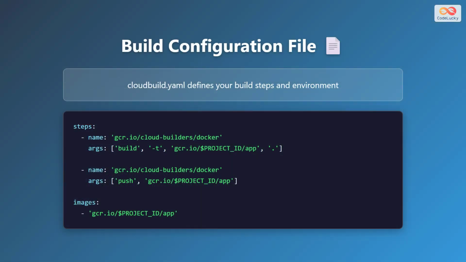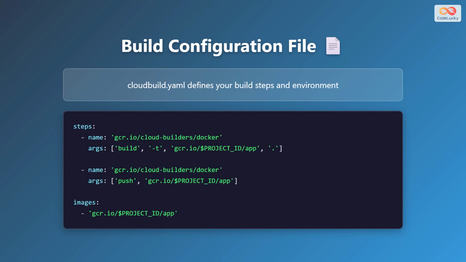The heart of Cloud Build is the configuration file called cloudbuild.yaml. This file defines exactly what steps your build should execute and in what order. Let's look at a simple example. The steps section contains a list of build steps. Each step specifies a name, which is the Docker image to use as the builder, and args, which are the arguments passed to that builder.